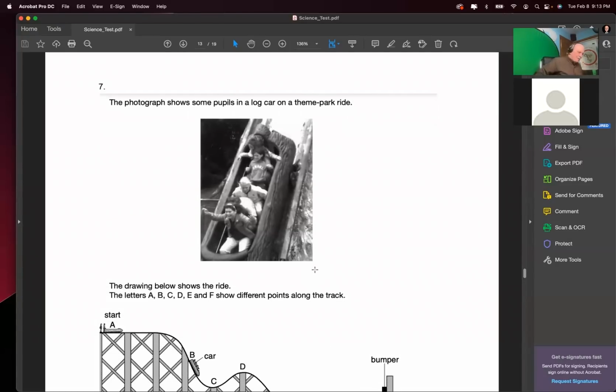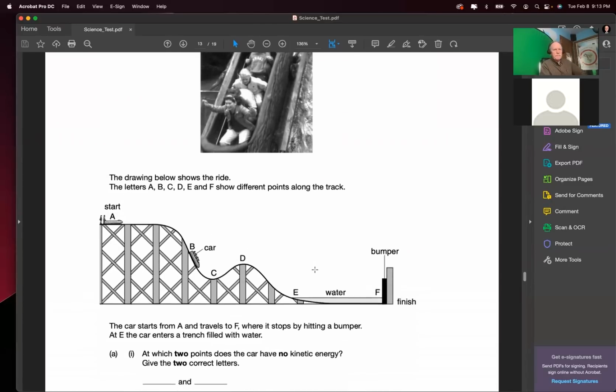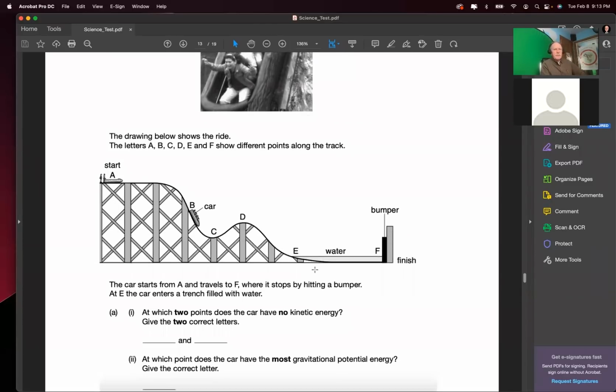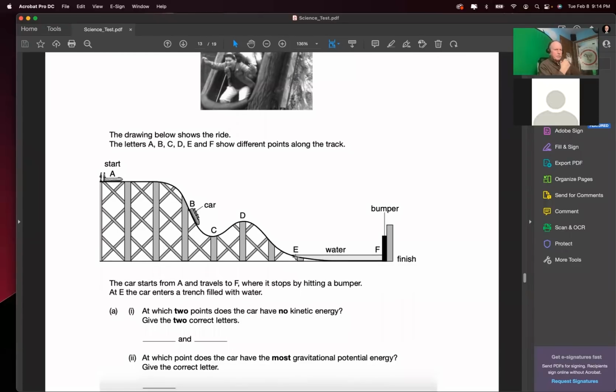This is actually one of my favorite questions. The photographs show some pupils in a log car on a theme park ride. The drawing below shows the ride, and you have letters A, B, C, D, E, and F to show different points along the track. The car starts from point A, which is here, and travels to point F, where it stops by hitting a bumper. At E, the car enters a trench filled with water. At what 2 points does the car have no kinetic energy?